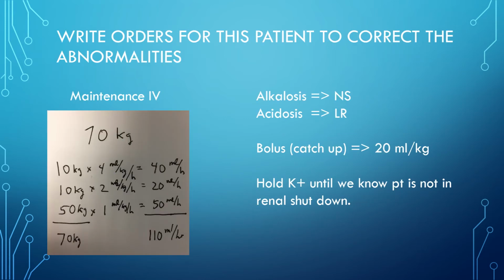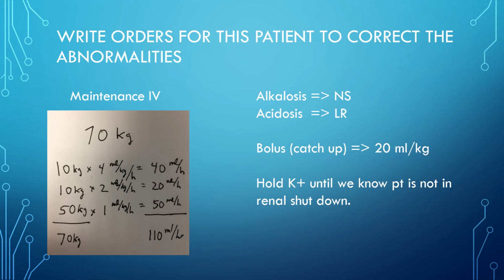Write the orders for this patient to correct the abnormalities. The baseline IV fluid requirement is 4 milliliters per kilogram for the first 10 kilograms, then 2 milliliters per kilogram for the second 10 kilograms, then 1 milliliter per kilogram for the remaining kilograms. So for the 70-kilogram patient, this would be 40 milliliters plus 20 milliliters plus 50 milliliters equals 110 milliliters per hour.